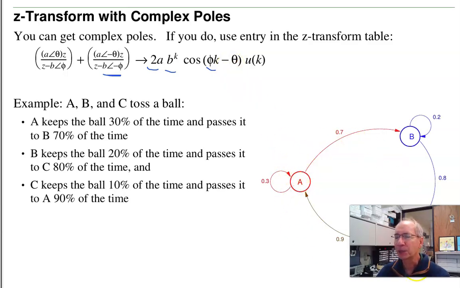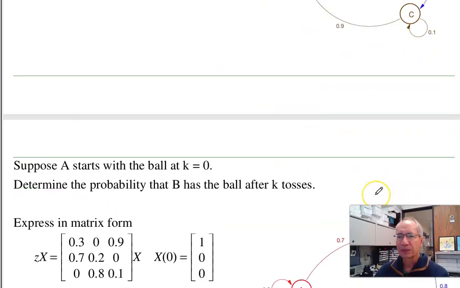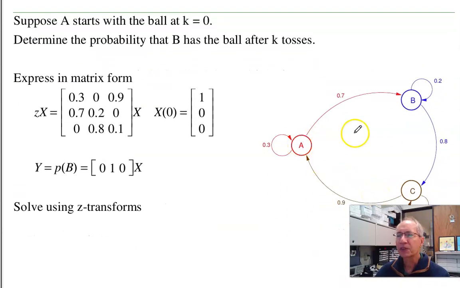Suppose A, B, and C are tossing the ball around. A passes it to B 70% of the time, B passes it to C 80%, C passes to A 90%. Where's the ball going to be? Well, start with the state transition matrix. The first column: if A has the ball, A keeps it 30%, passes it to B 70%. Second column, if B has the ball, B keeps it 20%, passes it to C 80%. If C has the ball, C keeps it 10%, passes it to A 90%. A initially has the ball. I want to know the probability B has the ball after k tosses. Solve using Z transforms.